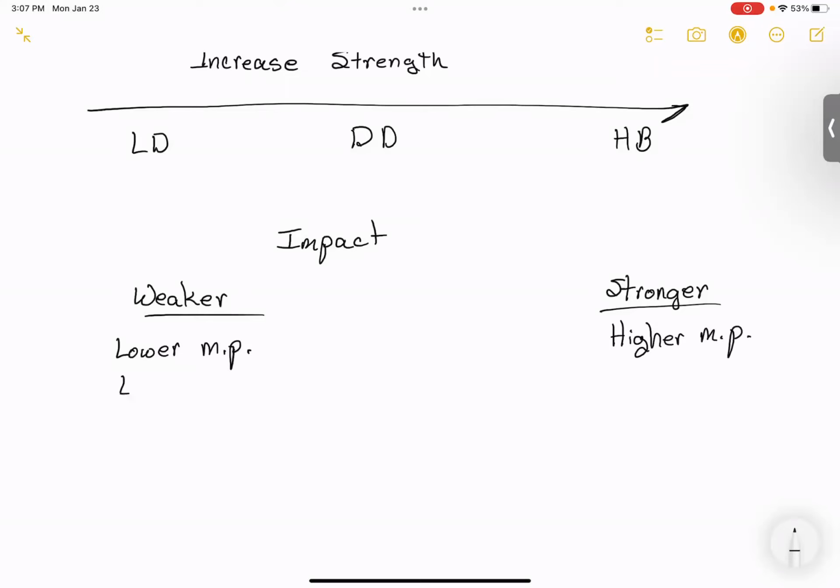We said the same thing is true for the boiling point. The weaker the intermolecular force, the lower the boiling point. Because again, it doesn't take as much energy to take a liquid and convert it into a gas, meaning that you've completely overcome all of the intermolecular forces.